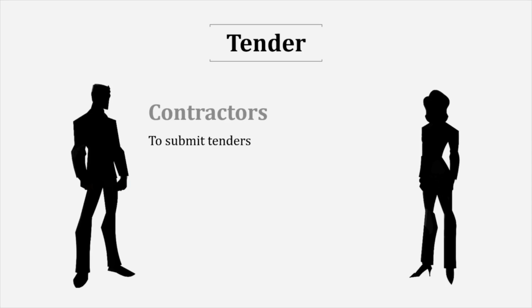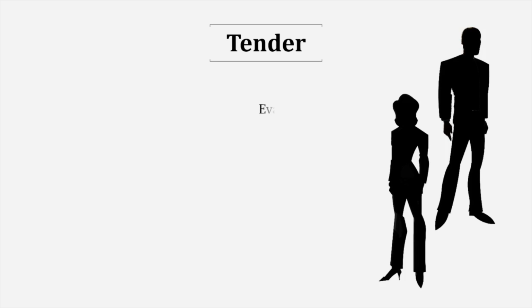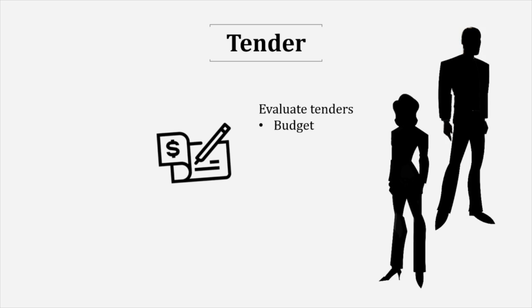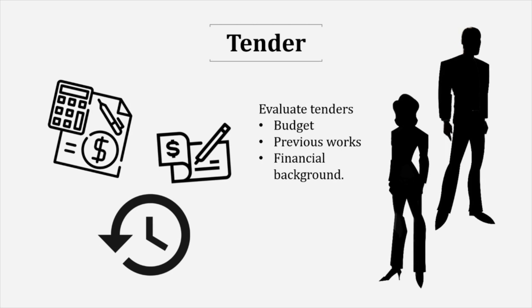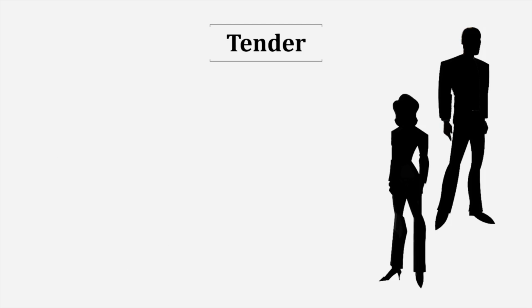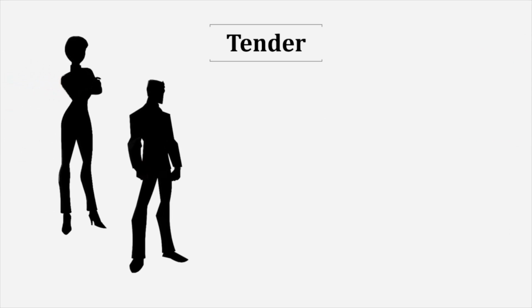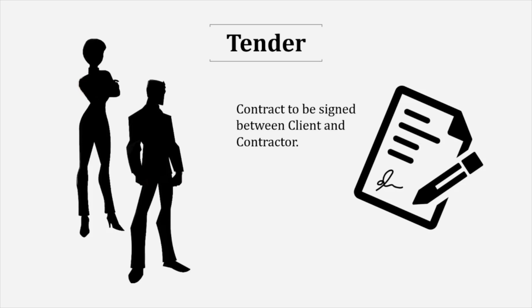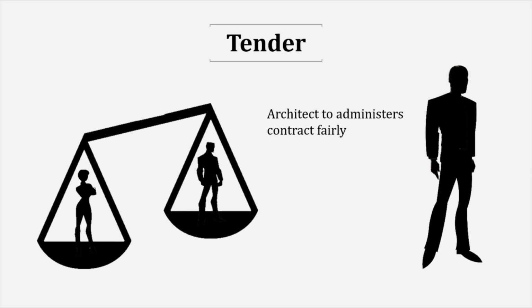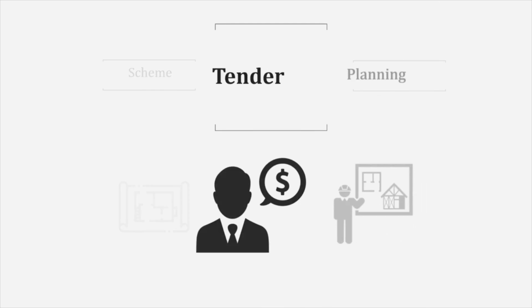Then, the quantity surveyor and architect will evaluate tenders by choosing the contractors according to the client's budget and interviewing them to evaluate previous works and their financial background. Based on this, the quantity surveyor and architect will recommend a contractor to the client. Thus, a contract will be signed between client and contractor, which is fairly administered by the architect. Now, it's time to plan.